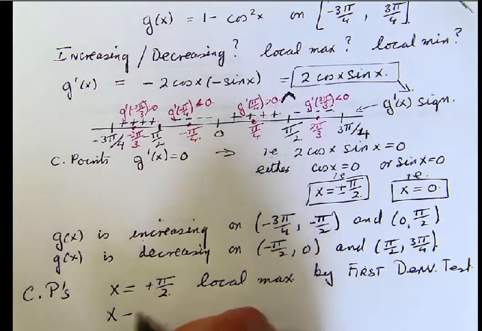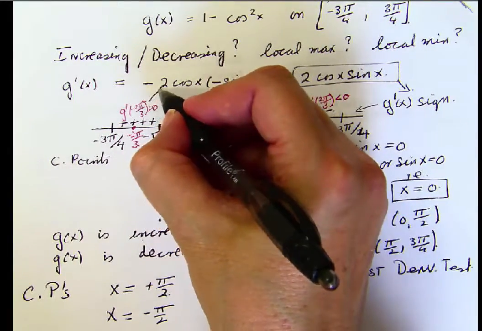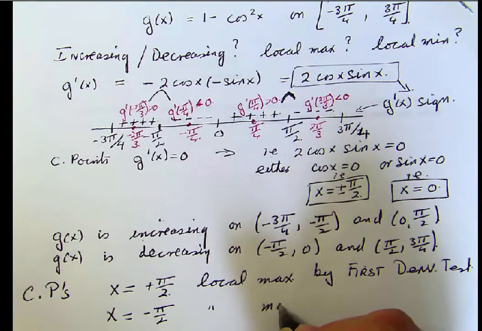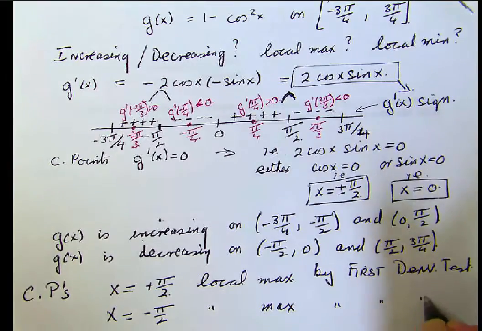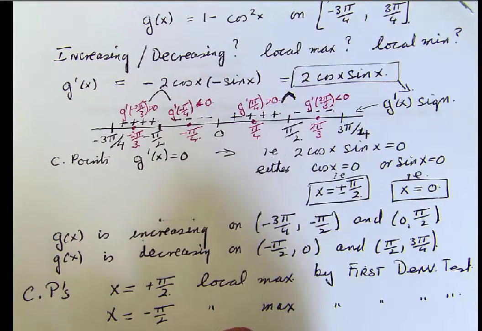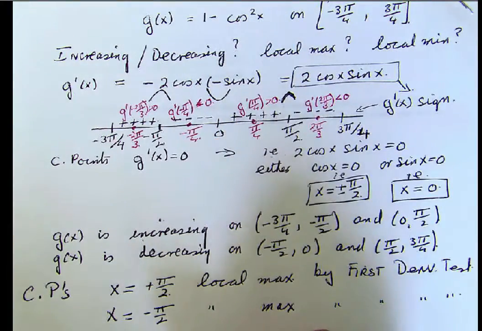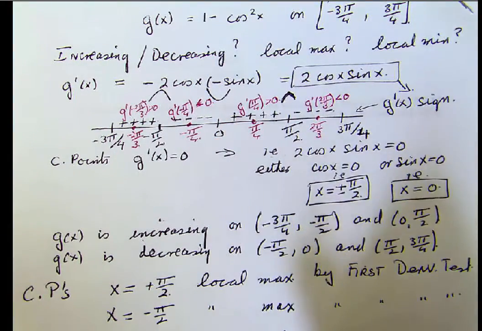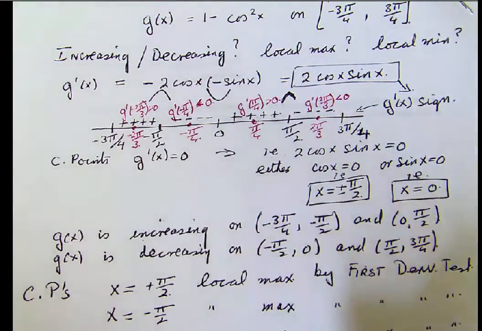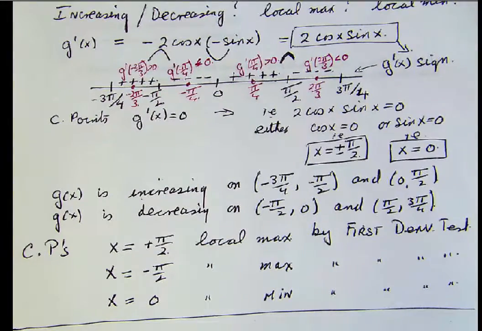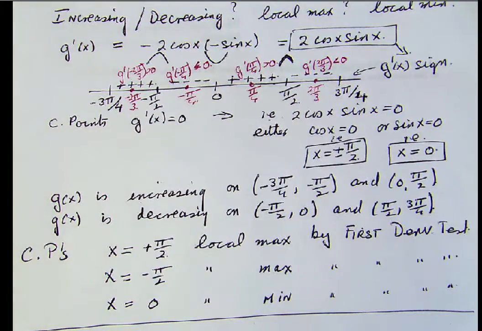And at x equals minus pi over 2, again we have the graph of g is changing from increasing to decreasing, so that's also a local maximum by the first derivative test. And at x equals 0, the graph of g is going from decreasing to increasing, so that's a local minimum by the first derivative test. So all of this information we've gathered from the first derivative.